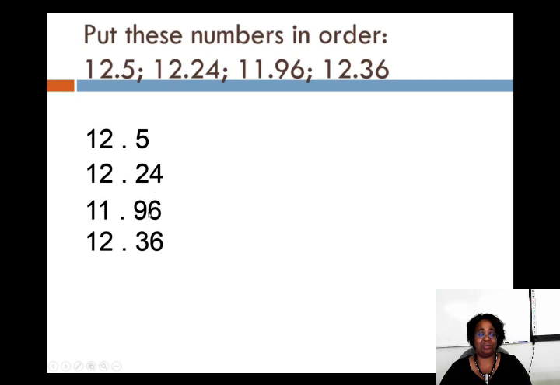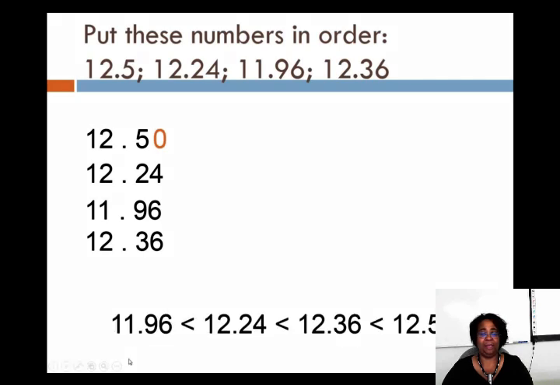Notice, this has 2 decimal places, this has 2 decimal places, this has 2 decimal places, but the 5 doesn't. So you can put a 0 here because there's nothing next to it and it doesn't change its value. But vertically, they all look like they have the same number of digits. So that's what you want to do so that visually you can tell quickly which numbers need to go in order. So I know that 1196 is less than 1224, which is less than 1236, which is less than 1250, right? It's easy to do.